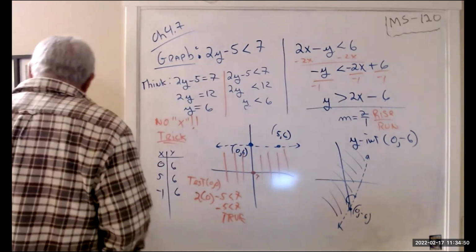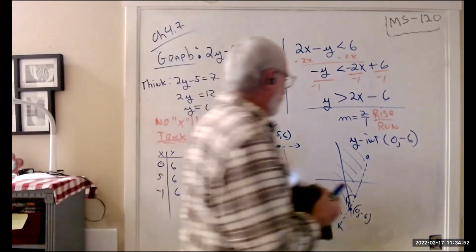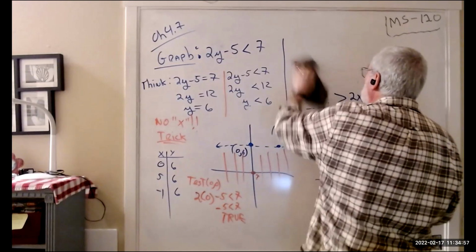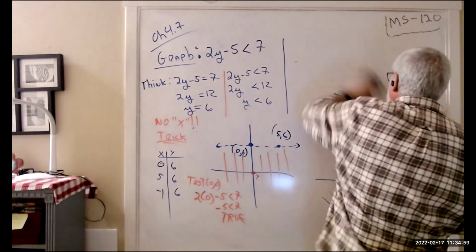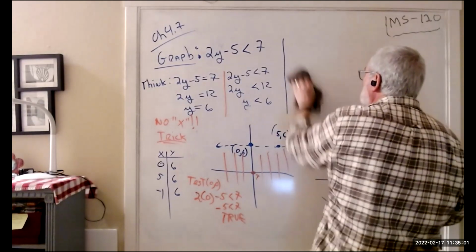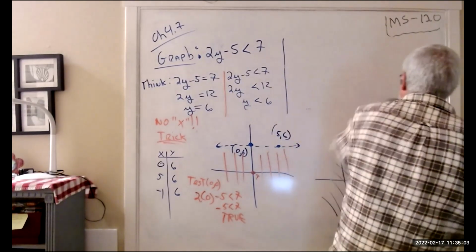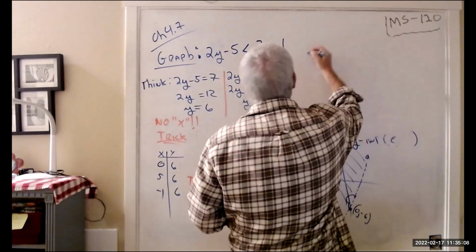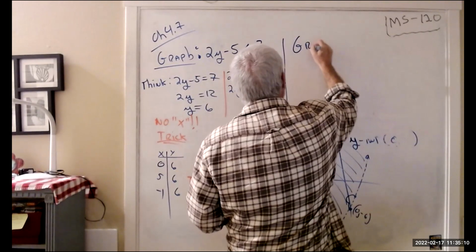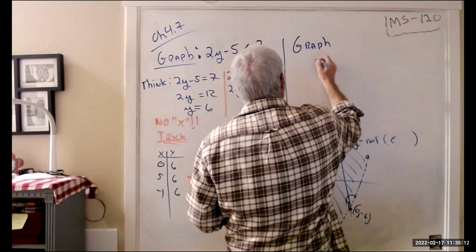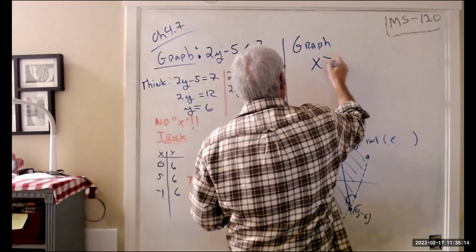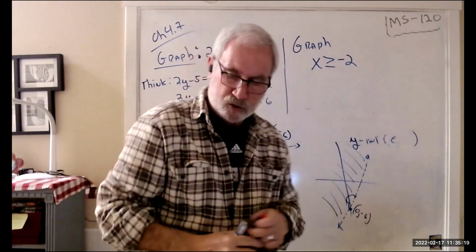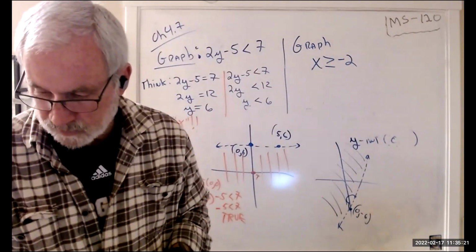Okay, one more of these and we move on to chapter 5. Okay, new example. I want you to graph X greater than or equal to -2. No tricks, no nothing, just graph it.